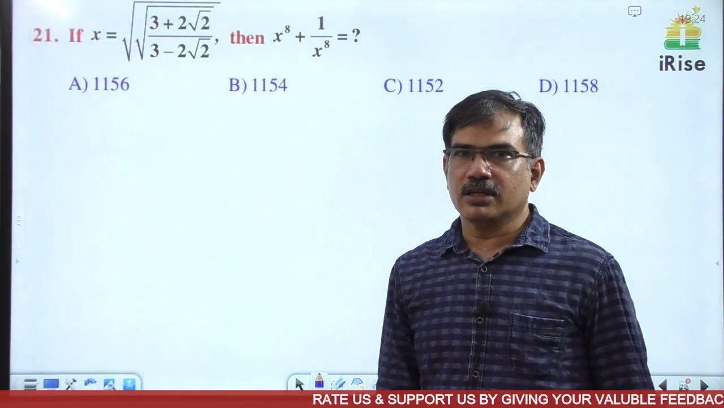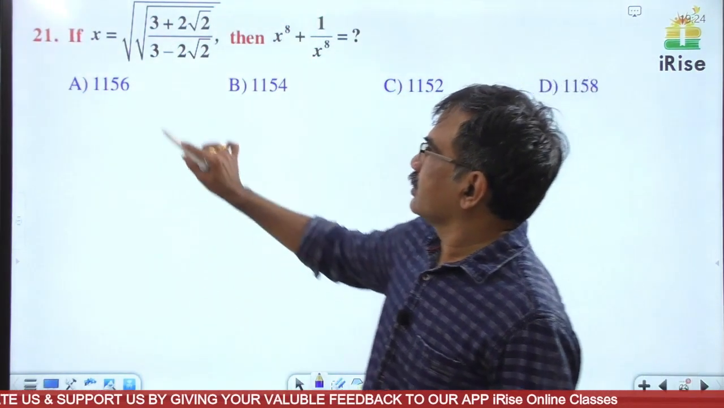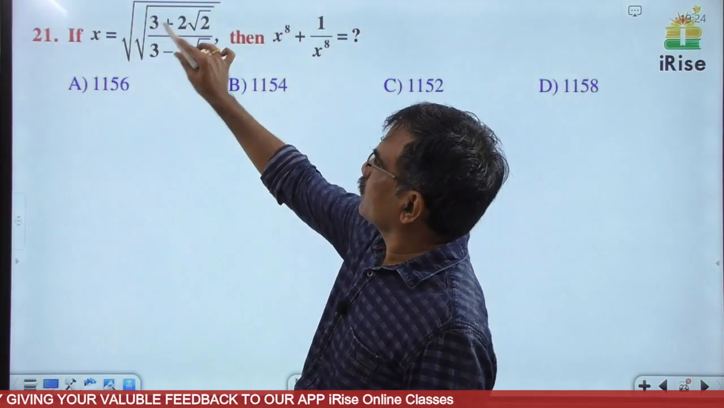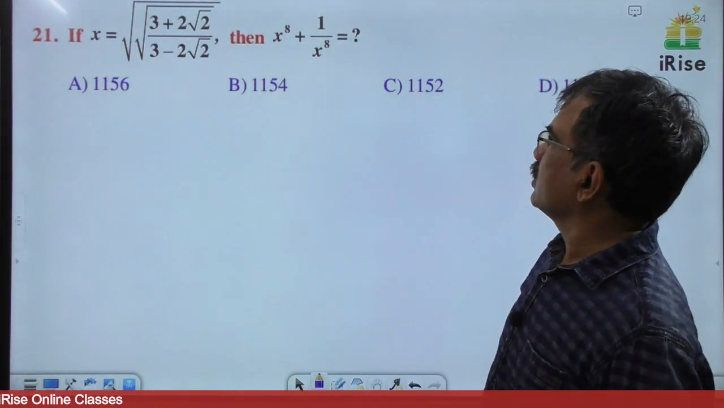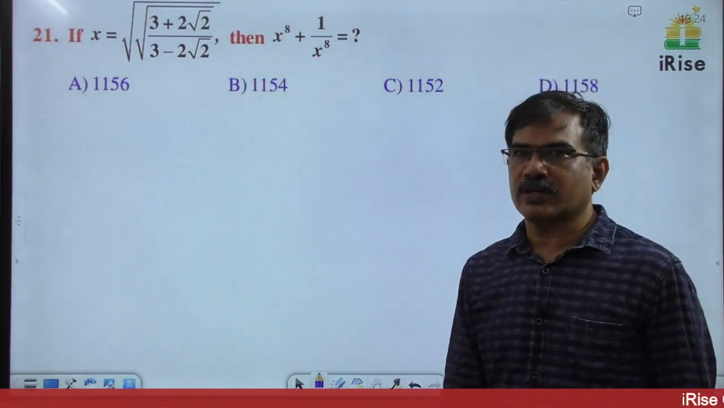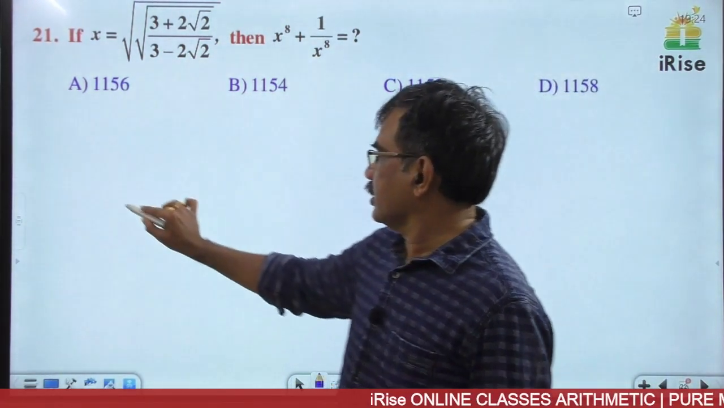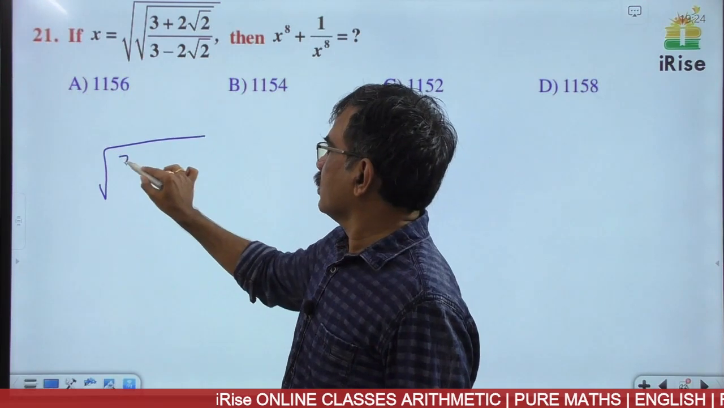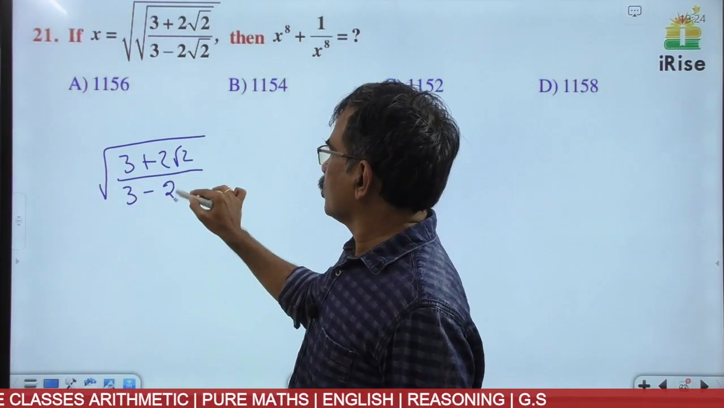See the next question in indices and surds. If x is equal to the square root of (3 plus 2 root 2) by (3 minus 2 root 2), then what is x power 8 plus 1 by x power 8? Here, first I want to find what is the square root of (3 plus 2 root 2) by (3 minus 2 root 2).